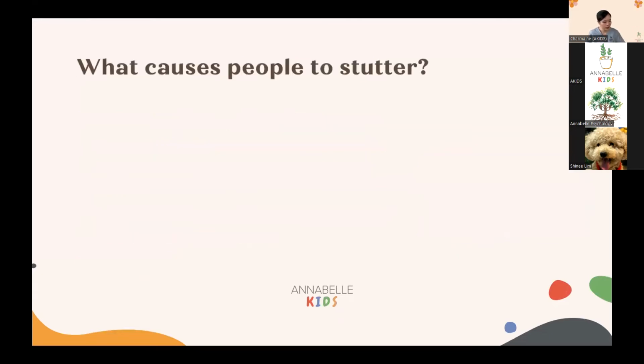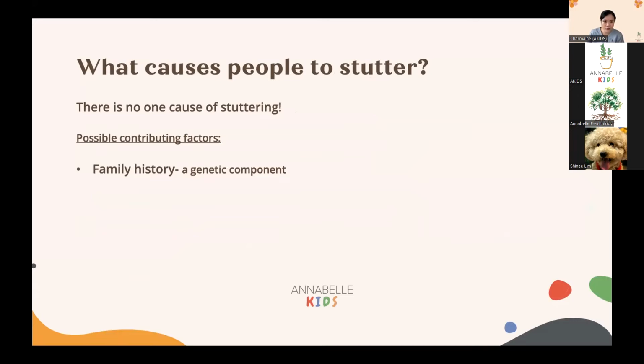Okay, so what causes people to stutter? There's actually no single cause of stuttering that can be identified by research. However, we have been able to identify several contributing factors, such as family history. There is a genetic component in stuttering, and that can be seen from research involving twin studies or adoption studies. There are brain differences as well, and this is related to the way a child's brain develops speech and language.